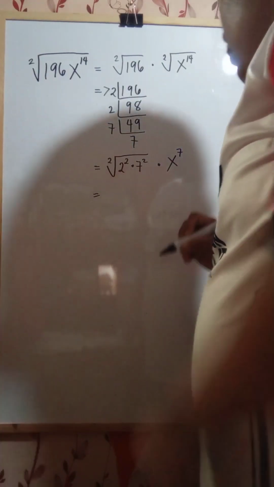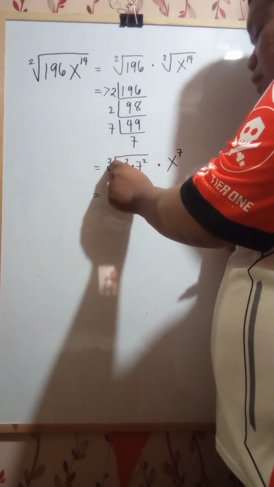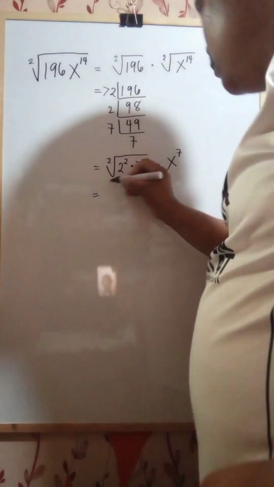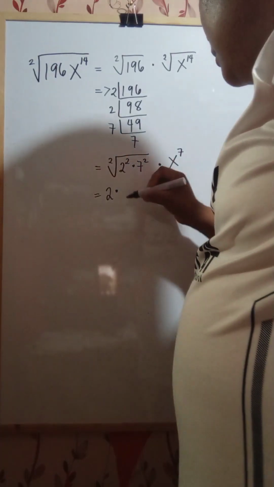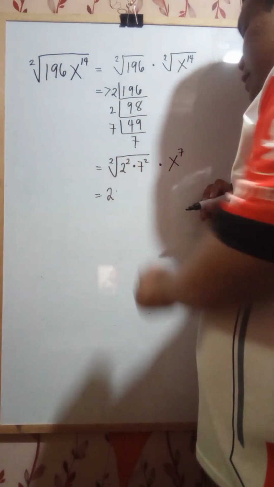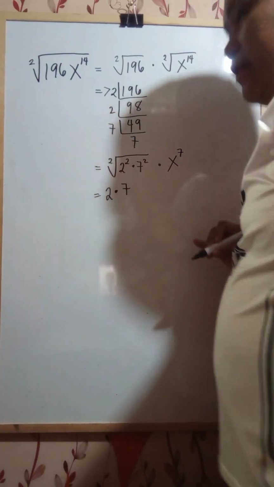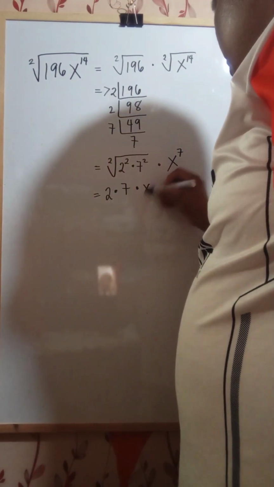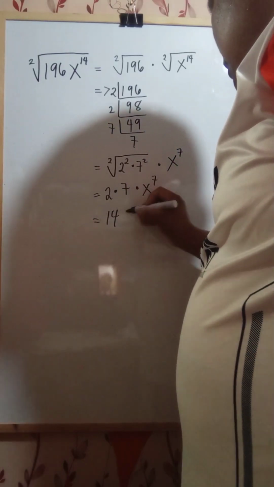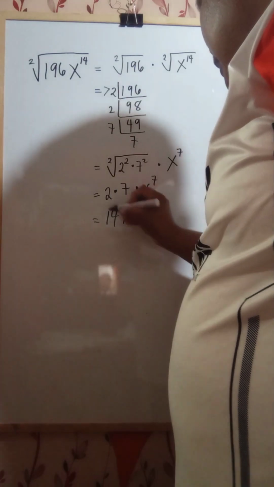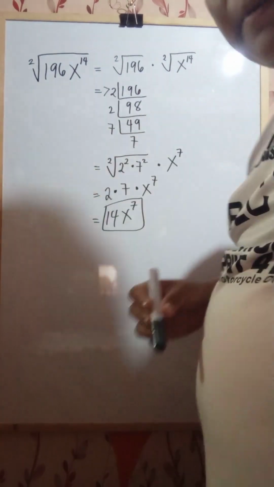Then we extract 2 squared. What is the square root of 2 squared? That is 2. What is the square root of 7 squared? That is 7. So it is extracted completely, times x to the power of 7. Therefore, 2 times 7 is 14, then x to the power of 7. So that is your final answer: 14x to the power of 7.